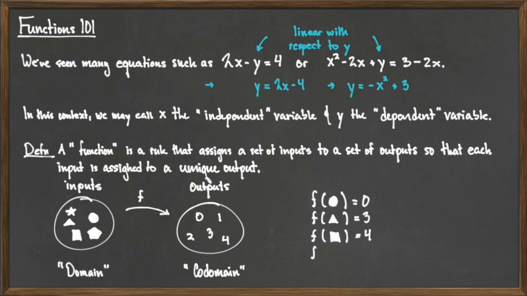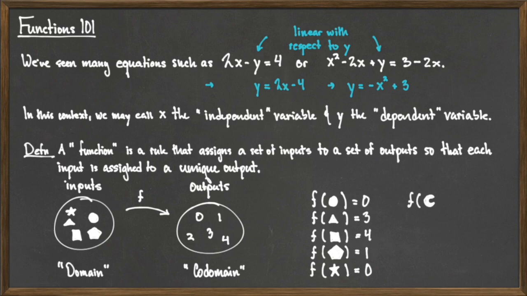So to get us started, we'll do the following assignments. Via f, the circle is going to get sent to the number 0, the triangle to 3, the square to 4, the pentagon to 1, and the star to 0. So it looks like this satisfies our definition for a function. Everything in the domain has an assignment based on f, and even though the assignments here are random for the sake of this example, this still obeys the rules of a function. Each object goes to exactly one output.